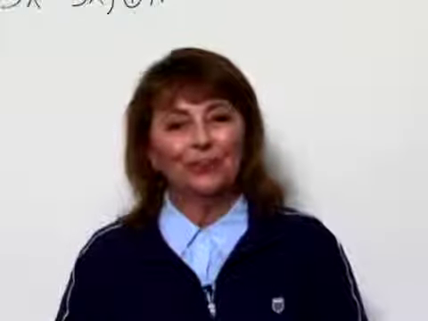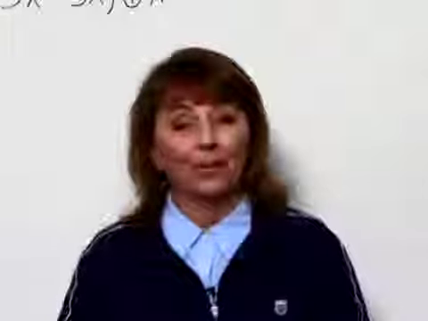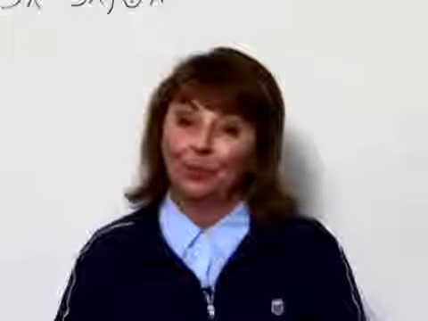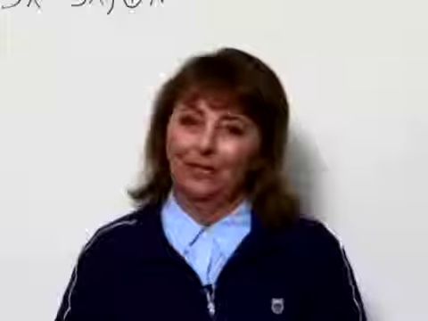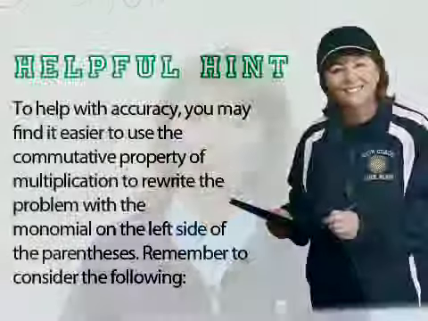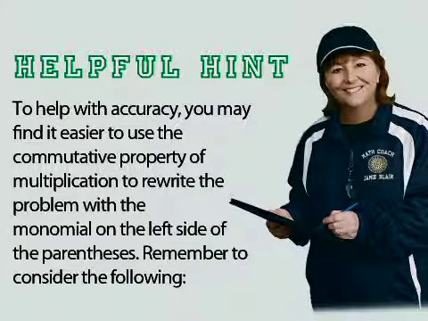In this session, we're going to see how to use the distributive property to multiply a monomial times a binomial. Let's check out our helpful hint. To help with accuracy, you may find it easier to use the commutative property of multiplication and rewrite the problem with the monomial on the left side of the parentheses.